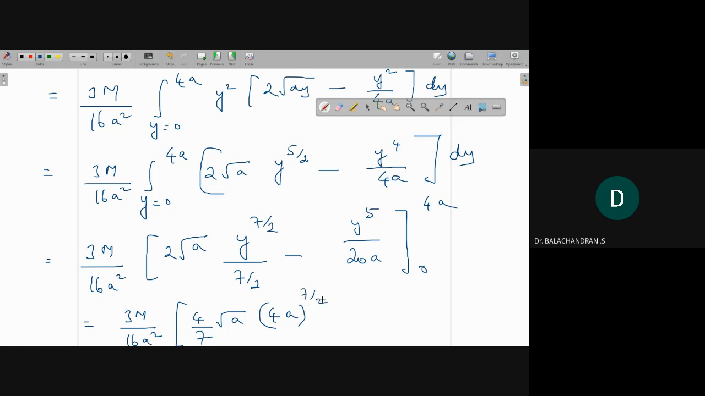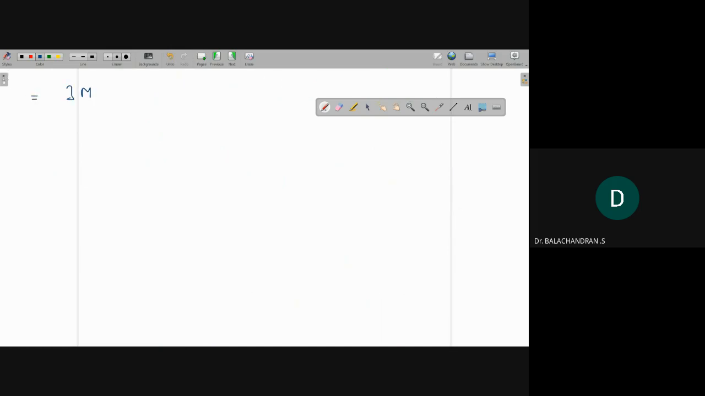Okay, so I think here it is over. Minus 4a power 5 divided by 20a. Lower limit is 0. So actually this is what? 3m by 16a square.